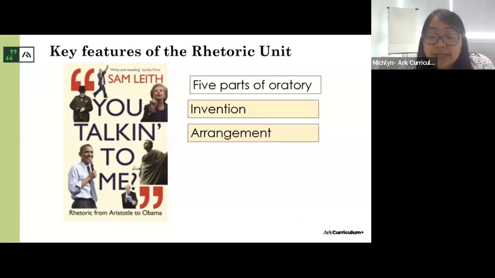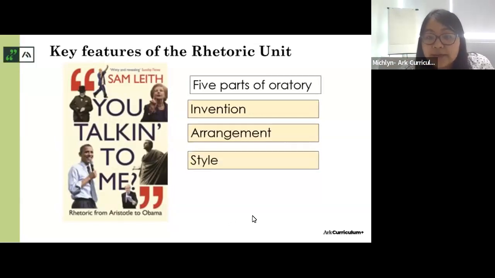And the second step is arrangement. Once we've gone through how to come up with ideas, we then go through how you put those ideas in a logical and powerful order. It's great that you've got those ideas, but what are we going to do with them? How do we put them in an order that's really going to mean something?